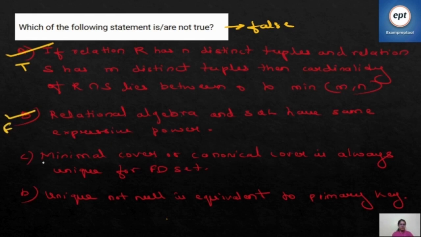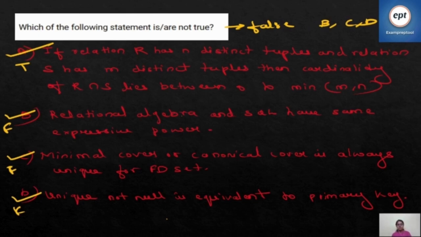And what C is saying, minimal cover or canonical cover is always unique for an FD set. So this is also false, because there can be more than one minimal cover for some FD set. It depends on us. And D says unique not null is equivalent to primary key. Actually they are different. Nulls are different. So unique not null key is not equivalent to primary key. So option D is also false. So from this, the false statements are B, C and D, so our answer is B, C and D.